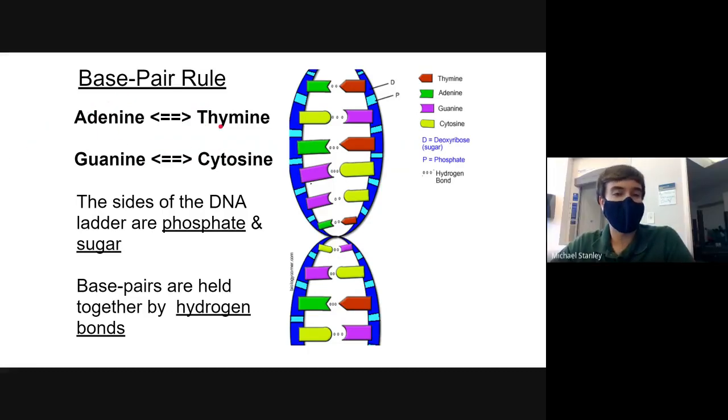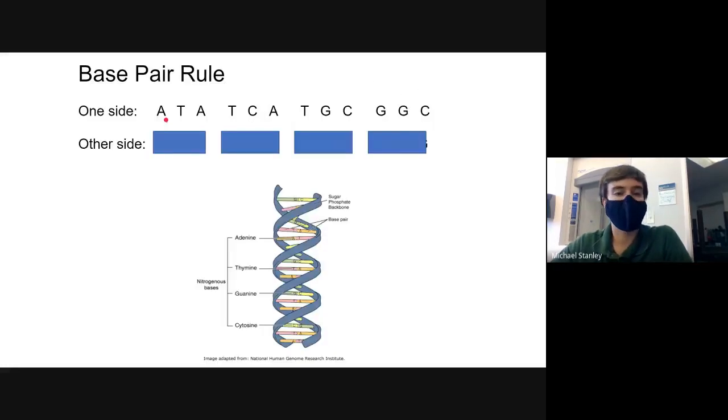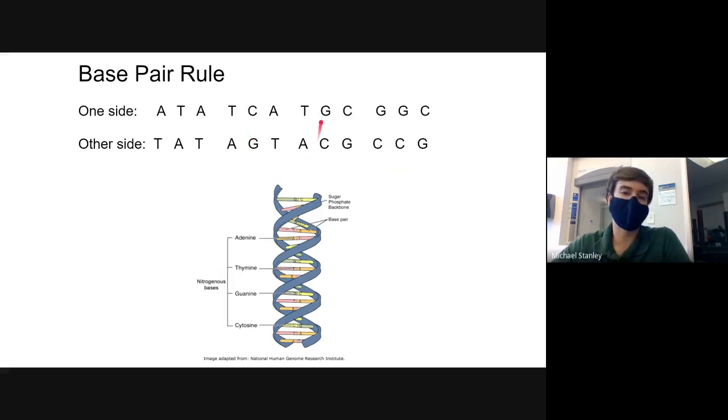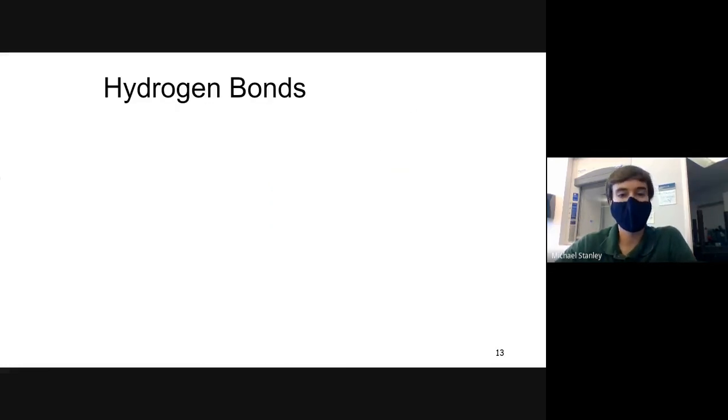So like I was saying, A and T, G and C always line up exactly like that. So if you know what one side of the DNA looks like, you can use that to figure out what the other side is supposed to look like. A always goes with T, T always goes with A, C always goes with G, G always goes with C. When you're dealing with DNA and DNA, this will always be the case.